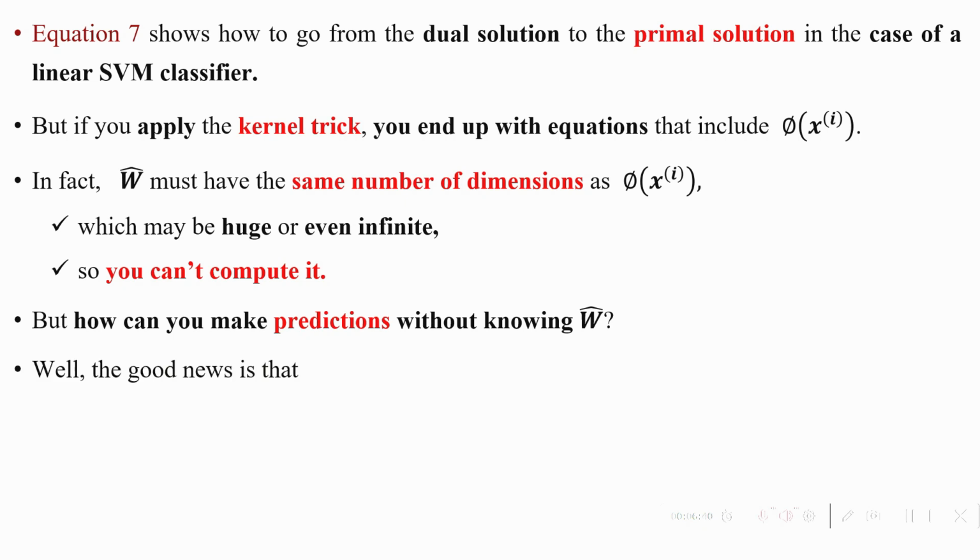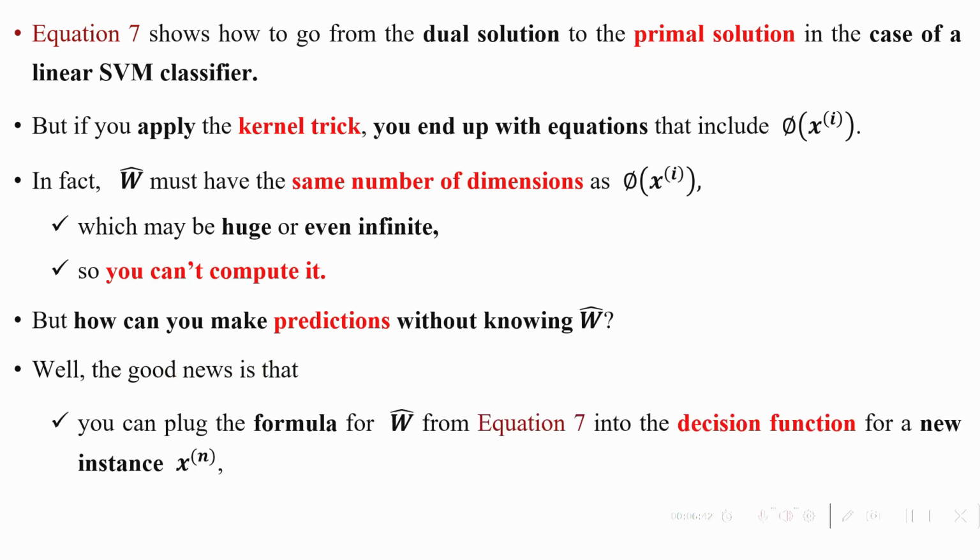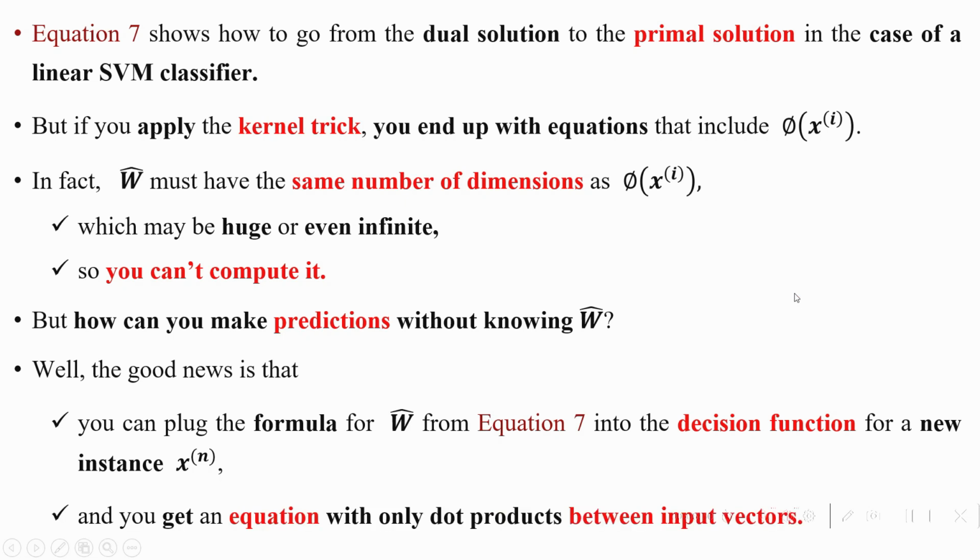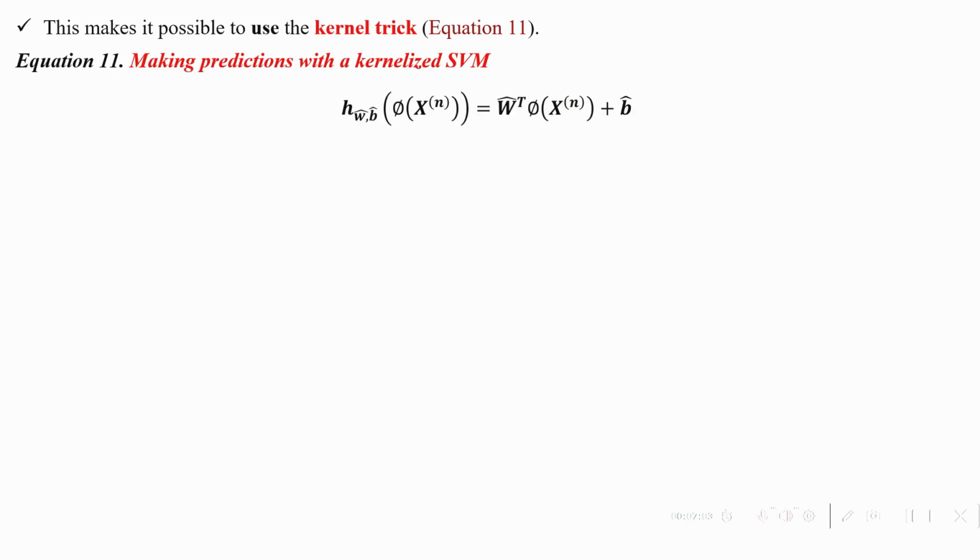That is our problem. Here we can plug in the formula for W cap from equation 7 into the decision function for a new instance x^(n), and we get an equation with only the dot product between the input vectors. This makes the kernel trick possible. So the kernel trick is nothing but making the prediction with the kernelized SVM. That means h of W cap, b cap of phi of x^(n) equals W cap transpose phi of x^(n) plus b cap.